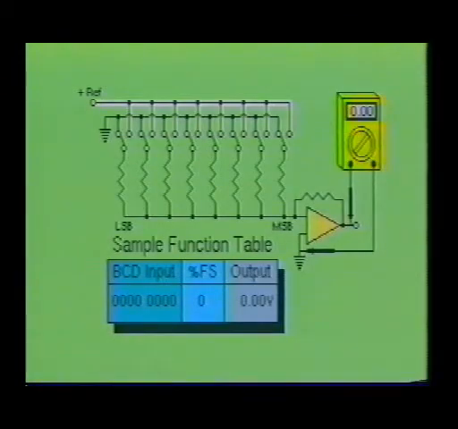Notice that this circuit consists of 8 resistors in a binary weighted ladder configuration. Each resistor is connected to a switching device which can place the resistor at ground potential or at the reference source potential. When the switch is at ground potential, no current is allowed to flow through that particular resistor.